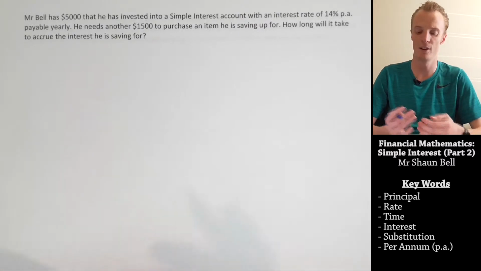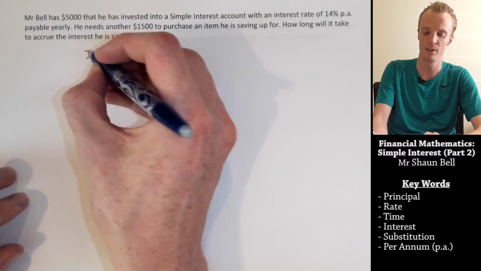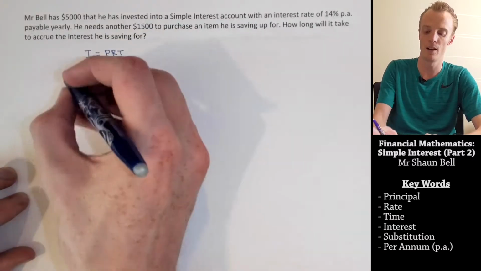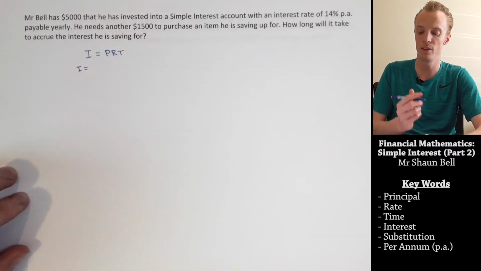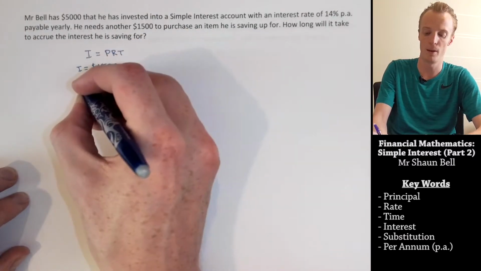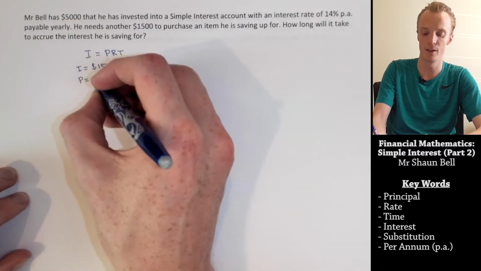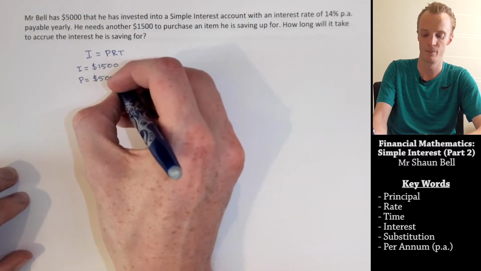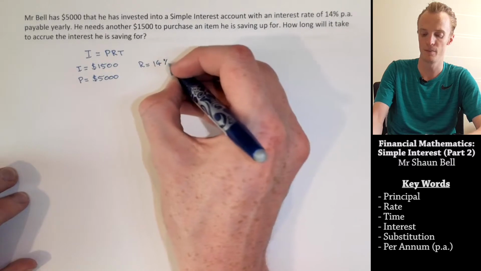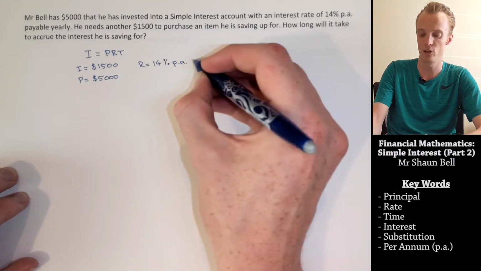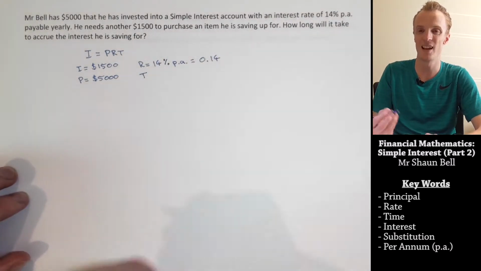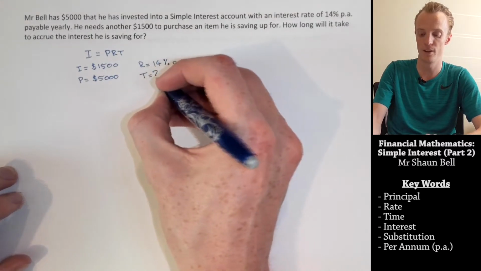So, like in our last video, we start by listing down the simple interest formula, where I equals PRT. Now, I is our interest. Here, we know the interest that we're after. It's $1,500. The P, or principal, is the $5,000 that we initially invested. The R, or the rate, is going to be equal to 14% per annum, which, as a decimal, is 0.14. And the T in this problem is actually what we're looking for, so we don't know this value.